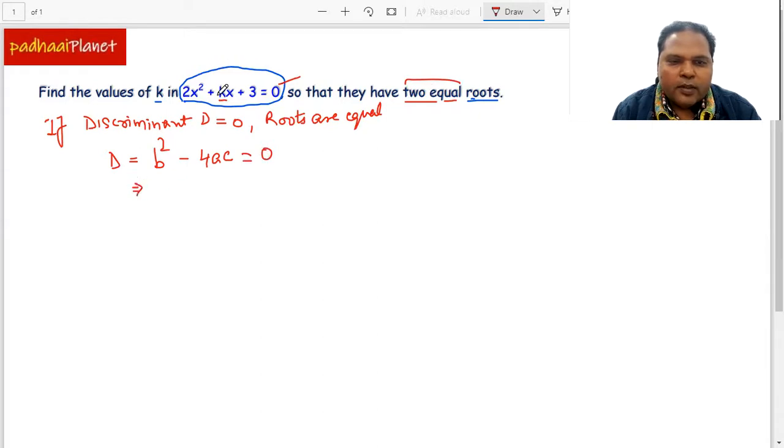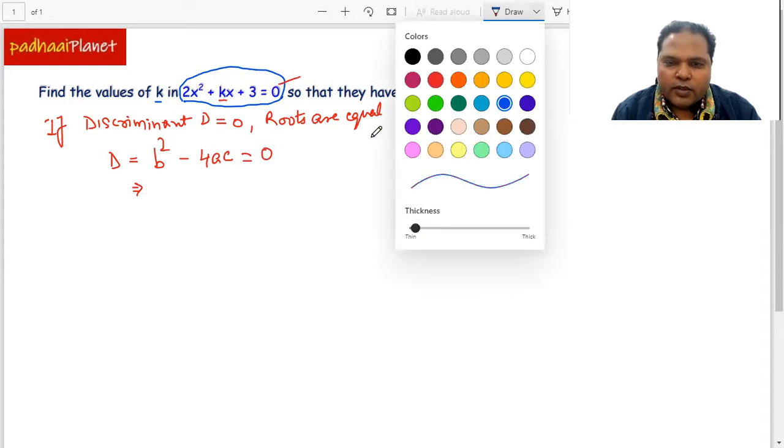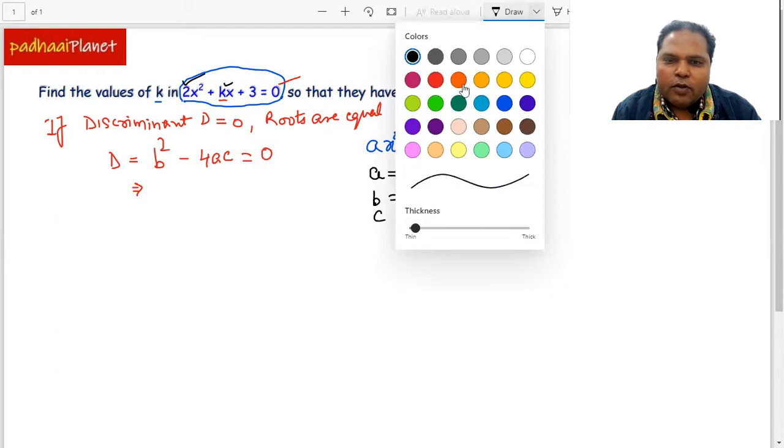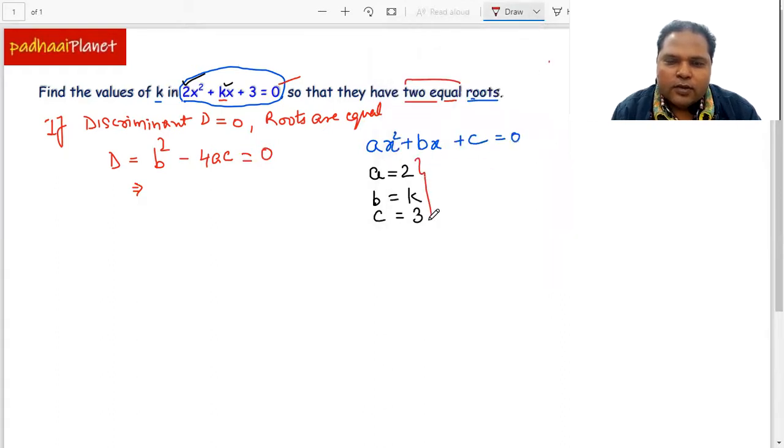If we compare 2x square plus kx plus 3 with the standard form of the quadratic equation, ax square plus bx plus c equal to 0, we can easily find that a is equal to 2, the coefficient of x square, b is equal to k, and c is equal to 3. Now that we have these three values, we will simply put them into this equation and find the value of k.